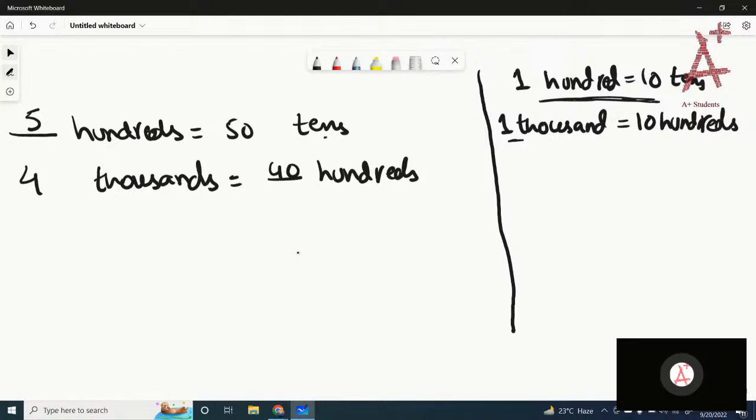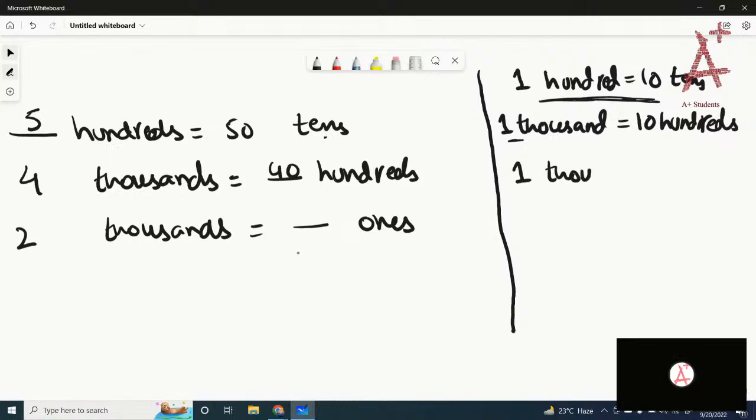Okay, then the next one is 2,000 equals how many ones? So in 1,000, you have 1,000 ones. So when you have 2,000, then that means you have 2,000 ones. Got it? You are given three options. Select the correct option and click on the OK button.